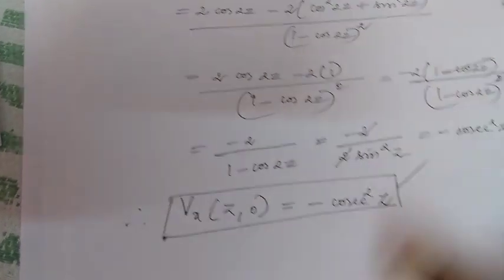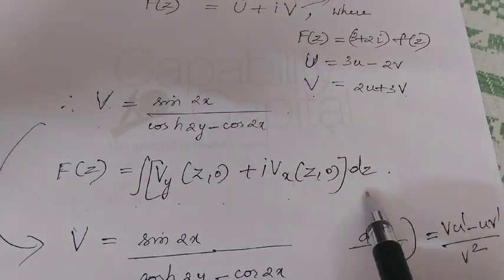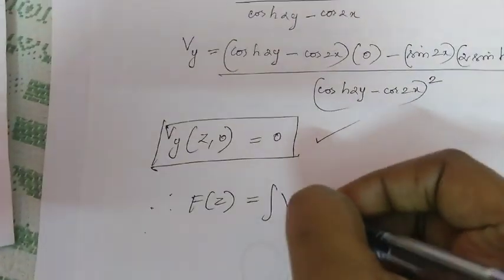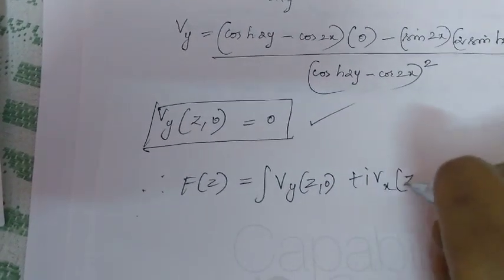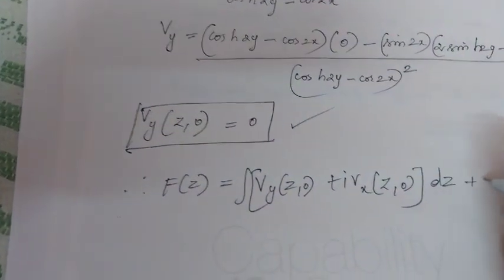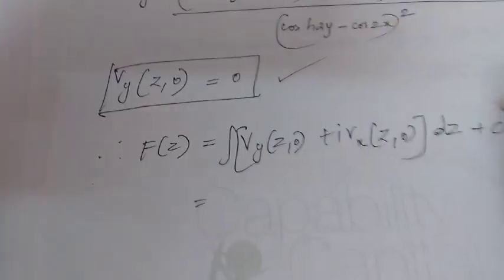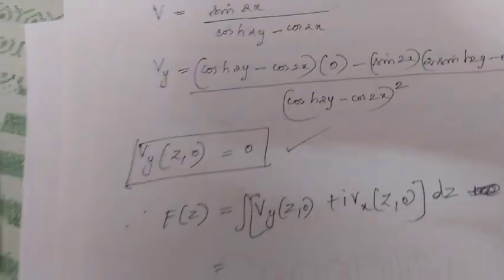Now we'll substitute these two in the formula. In the formula, what is it? Capital F of z is equal to the integral of Vy of z comma 0 plus i Vx of z comma 0 into dz plus c. This is the formula. We just write it here with the values that we got.